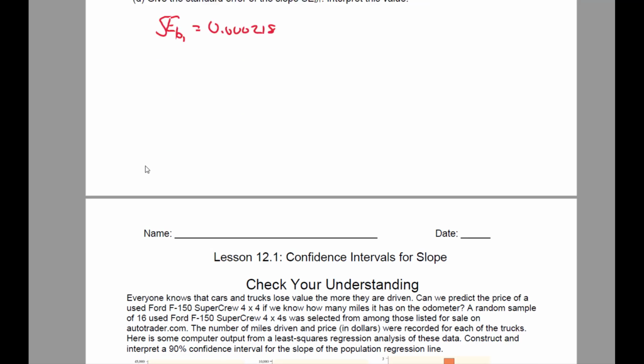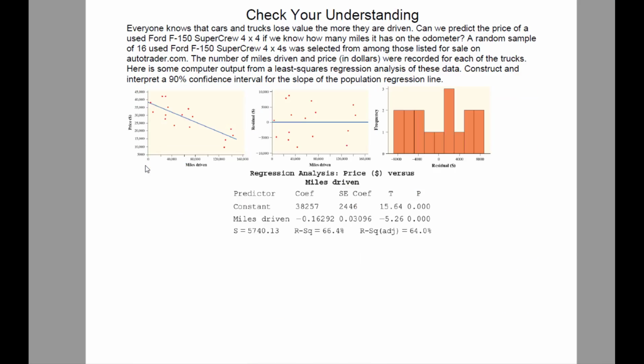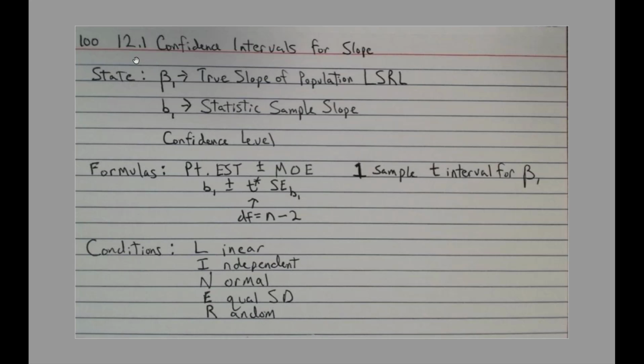All right, so let's go on to the next part of this. In this one, you've got a nice little problem there. I'll let y'all read through that, and we'll go on to talk about this. We're going to be doing our state, plan, do and conclude with this. The big ideas that I've given you are right here. The things you need to worry about are a little different as far as the state, dealing with your B sub 1, the true slope of the population least squares regression line, and the statistic, the sample slope, okay? And we'll also talk about our confidence levels.